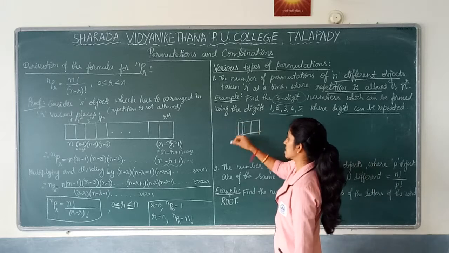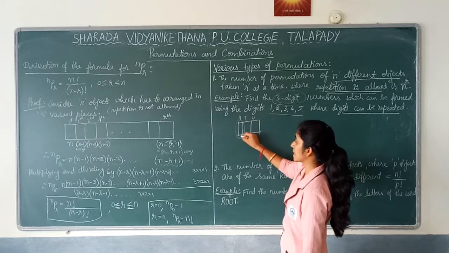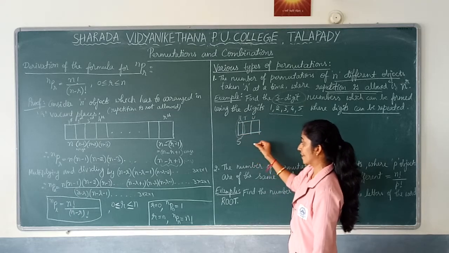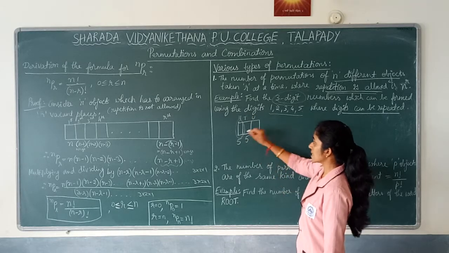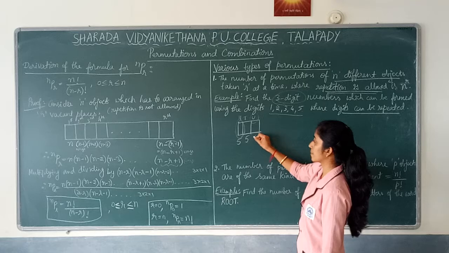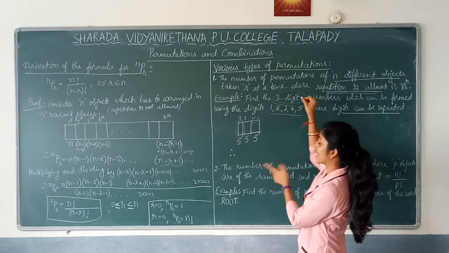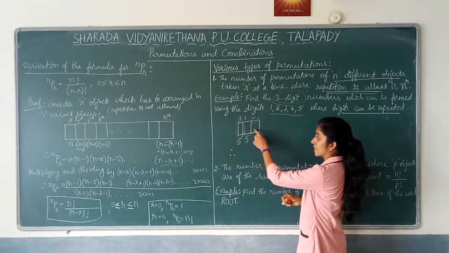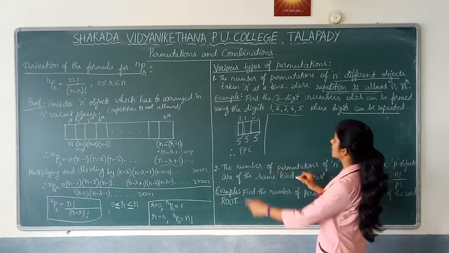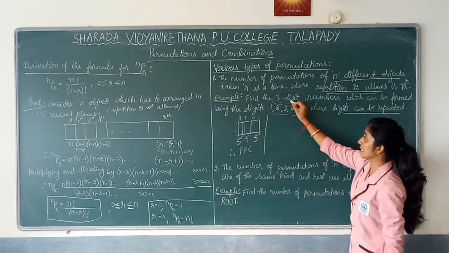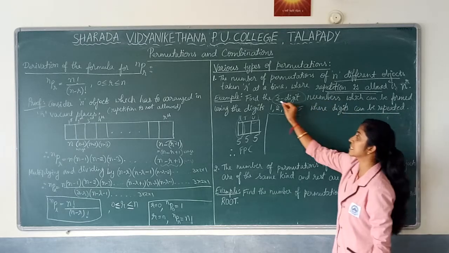Therefore here this is the 100 place, 10 place, units place. The 100 place can be filled in 5 ways. As I can repeat the digits, the 10th place also can be filled in 5 ways. As I can repeat the digits, the units place also can be filled in 5 ways. Therefore, you need not write by FPC. By this method you can do it directly. Or you can write this by FPC. Directly, if you are doing, you can just compare it there. So find the 3-digit numbers where the digits can be repeated and 5 digits are available.